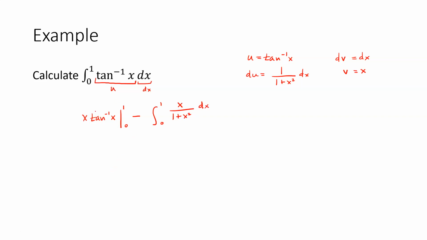In this case, now we can evaluate x tan inverse of x from 0 to 1. So that will be 1 times tan inverse of 1 minus 0 times tan inverse of 0, which of course is just 0. Now let's think about how we're going to integrate this remaining expression, x over 1 plus x squared. Now in this case, my thought is to now just do a normal substitution.